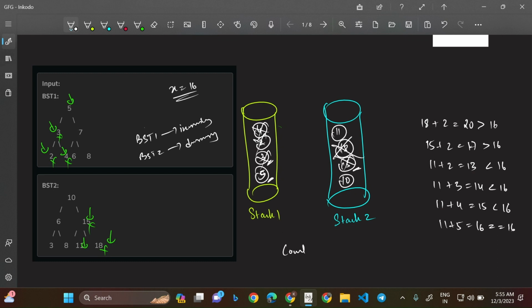So initially your count equal to 0. Now your count turned to be 1. Okay. Now we have got some pair. Now what will you do?